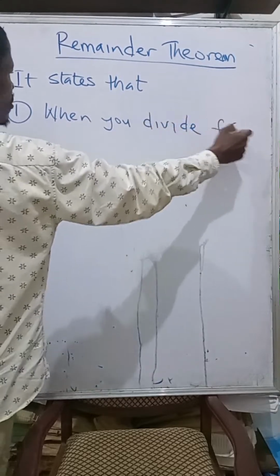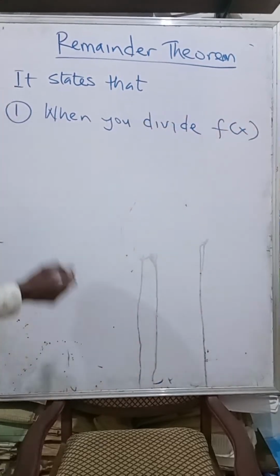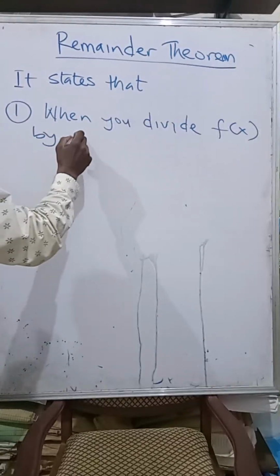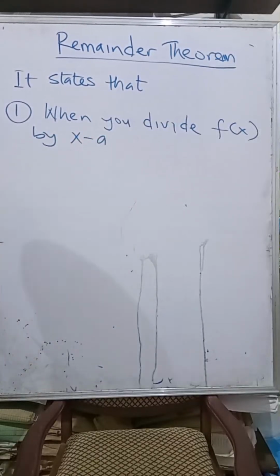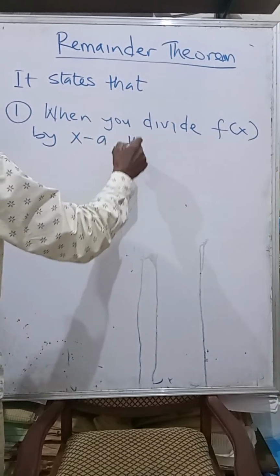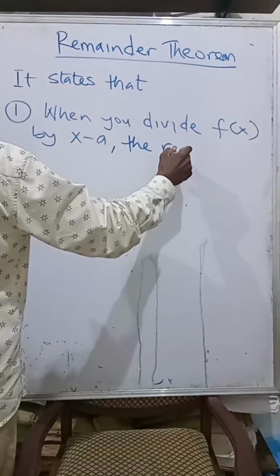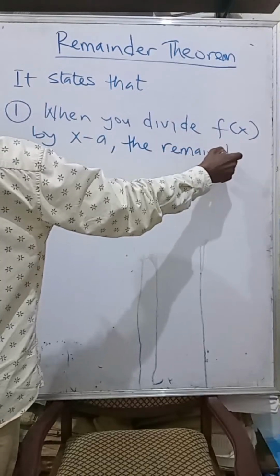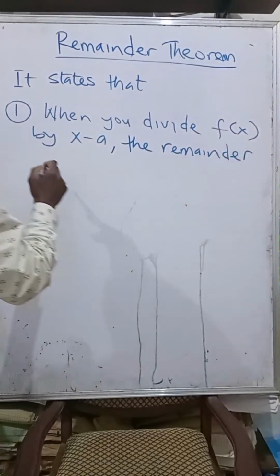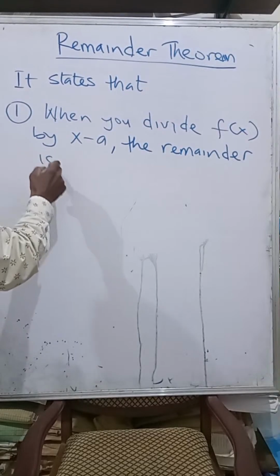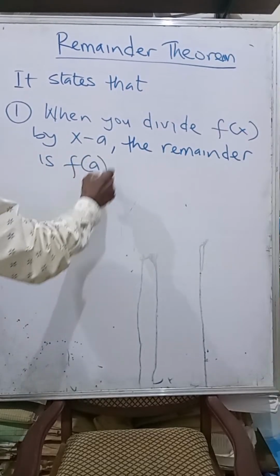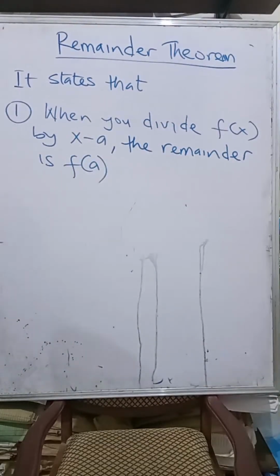When you divide f of x, by x minus a, the remainder is f of a. The remainder is f of a.